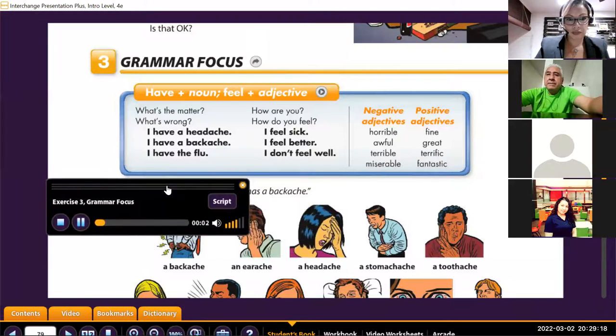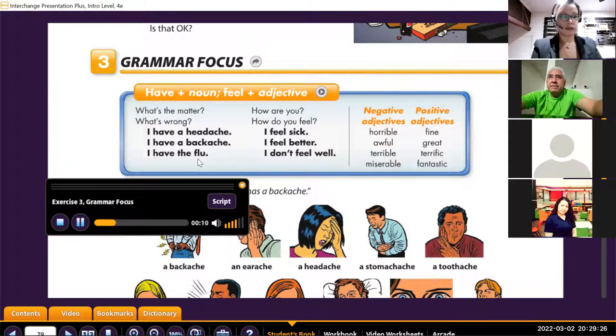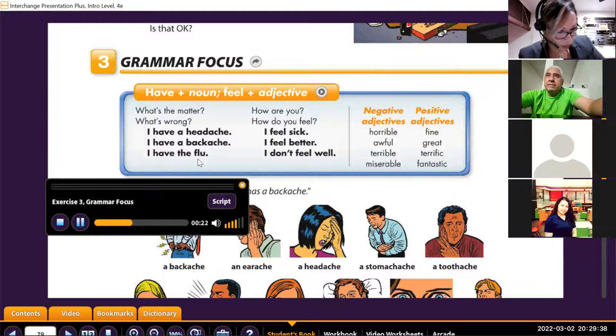Page 79, Exercise 3, Grammar Focus. Have plus noun. Feel plus adjective. What's the matter? What's wrong? I have a headache. I have a backache. I have the flu. How are you? How do you feel? I feel sick. I feel better. I don't feel well. Negative adjectives. Horrible. Awful. Terrible, miserable. Positive adjectives. Fine, great, terrific, fantastic.